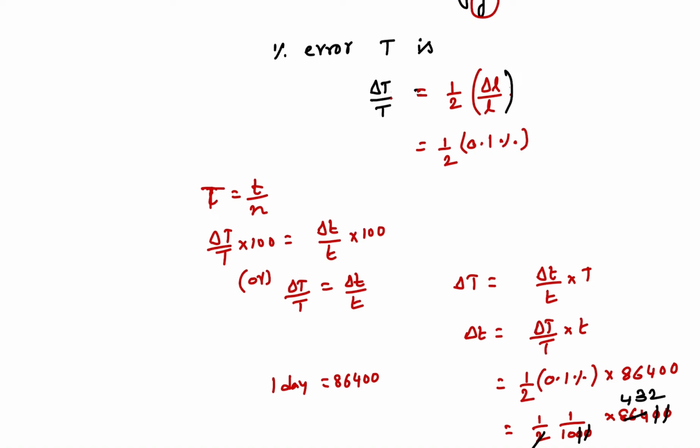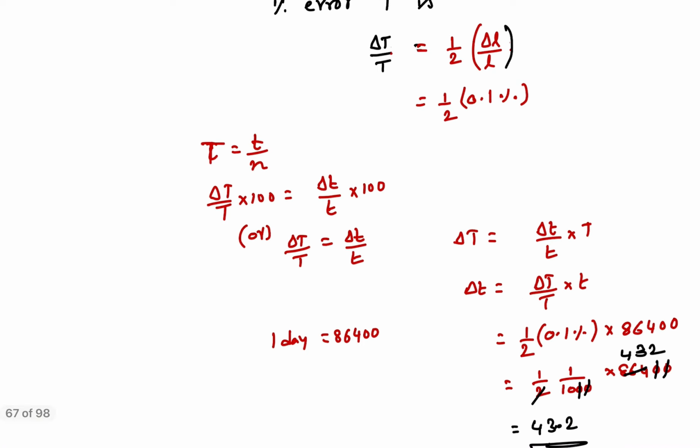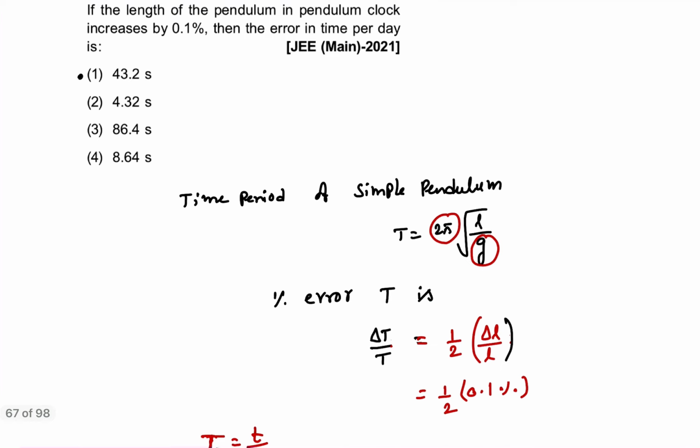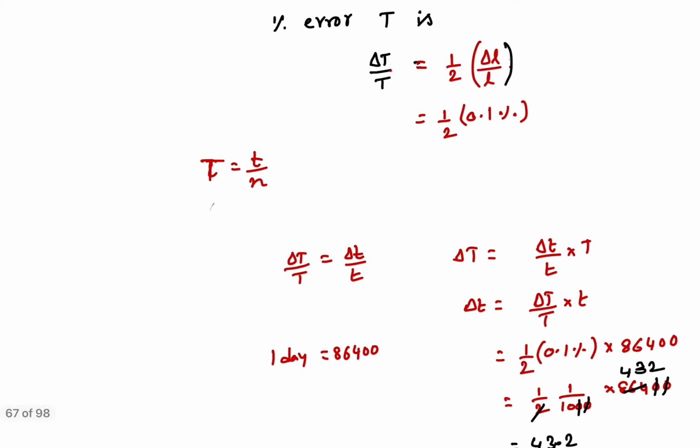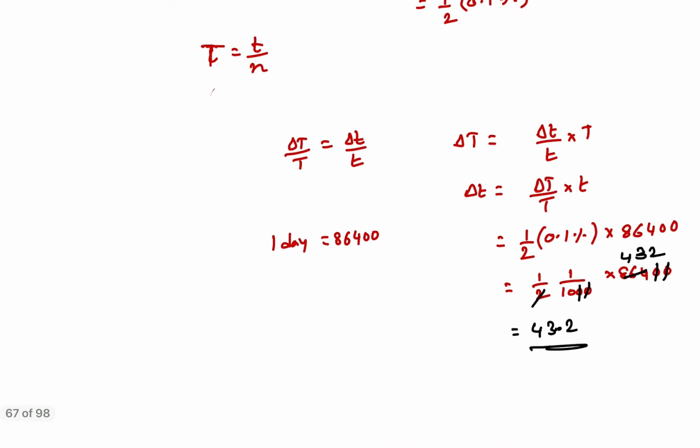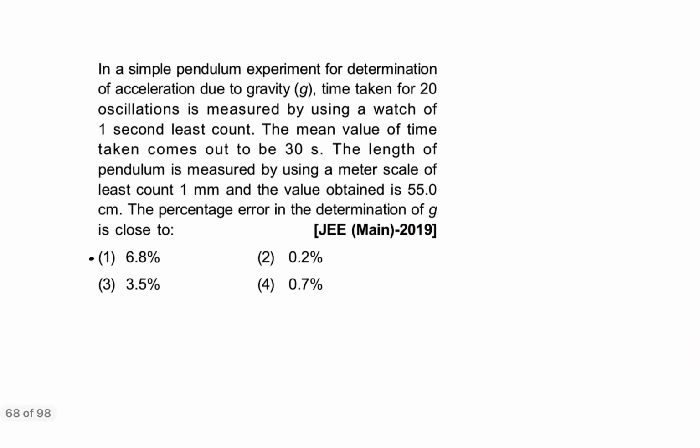Earlier, instead of taking delta T by T into 100, just take delta L by L only. They have given the delta L by L value only, 0.1 percent. Just remove those percentages here also. Only one thing is sufficient: delta T by T is equal to this. 43.2 seconds is the answer. Go through this question.